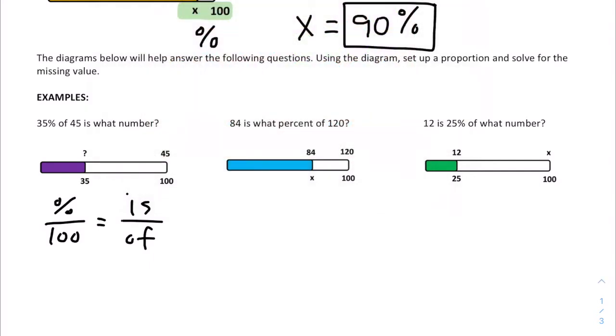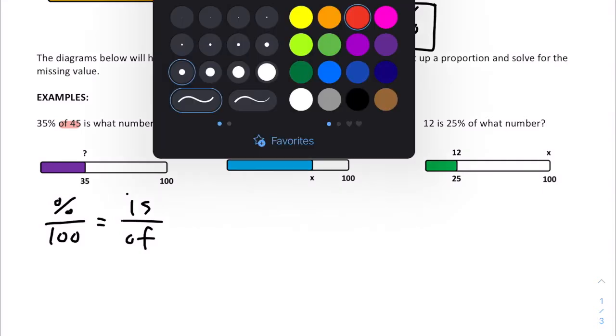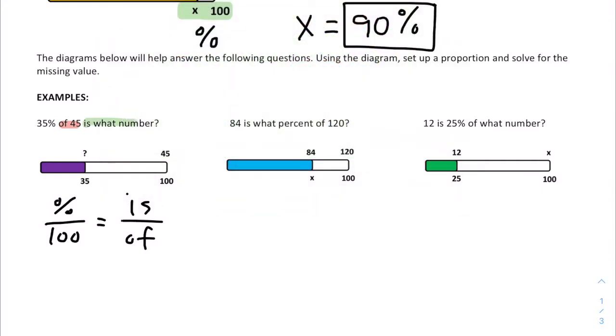Okay, so I'm going to first say, all right, 35% of 45. And then is what number? So right away I know what my is and of are. Is an X because I don't know what it is. Of is 45 because it says of 45. And then for my percent I can put 35 in there because it says 35%. So I'm going to say 35 over 100 equals the is, well, I don't know what is, and the of is 45.